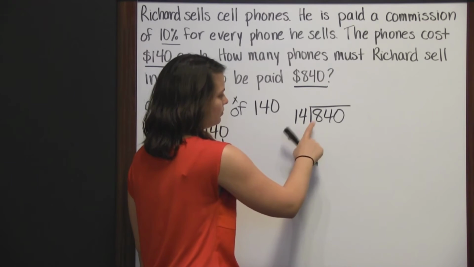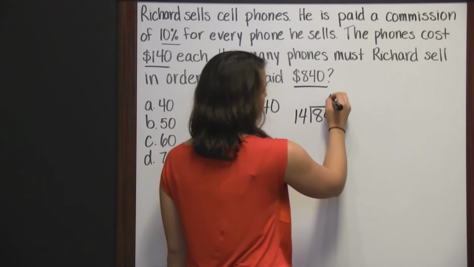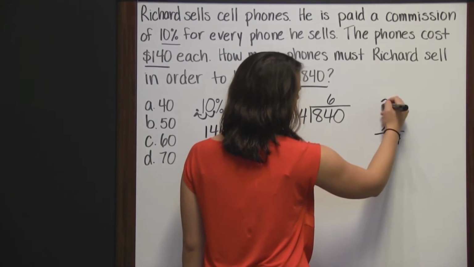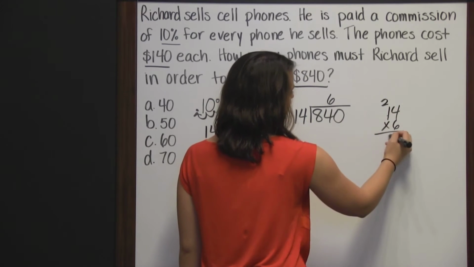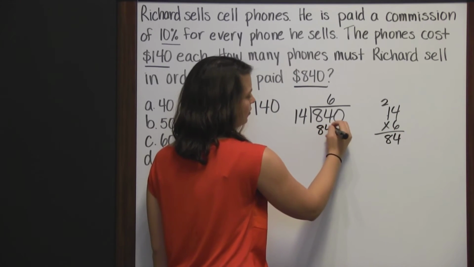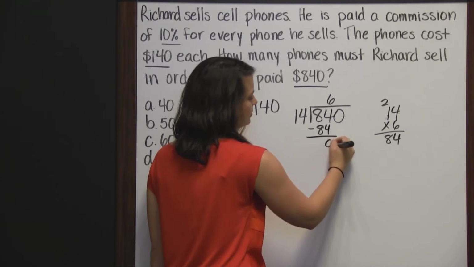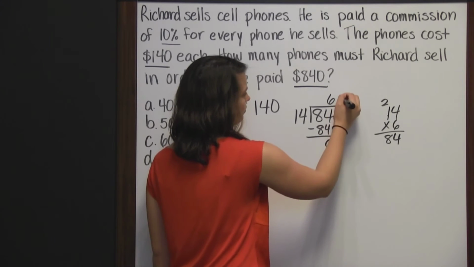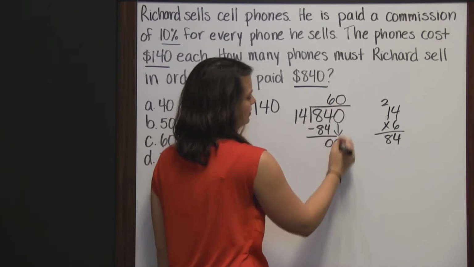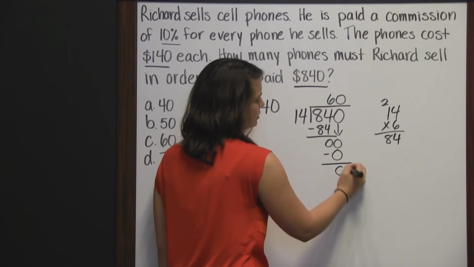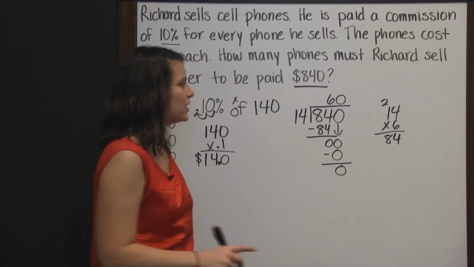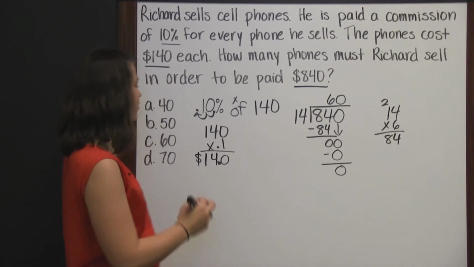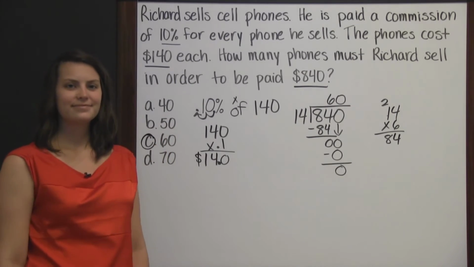So 14 goes into 84 6 times. 14 times 6, 24, carry the 2, 6 times 1 is 6, plus 2 is 8. So it goes in perfectly. When we subtract, we get 0, and bring down 0, and 14 goes into 0, 0 times. 14 times 0 is 0. When we subtract, we get a remainder of 0. So that means that Richard needs to sell 60 phones in order to make $840. Answer C.